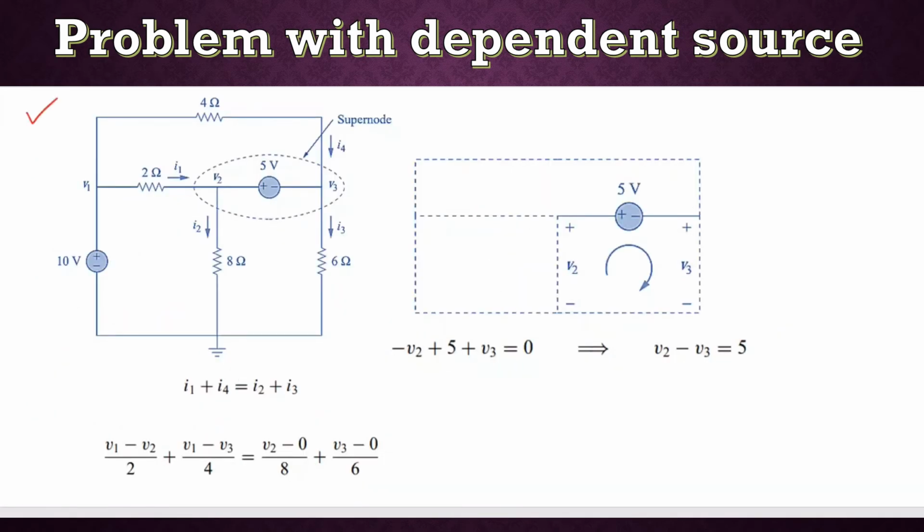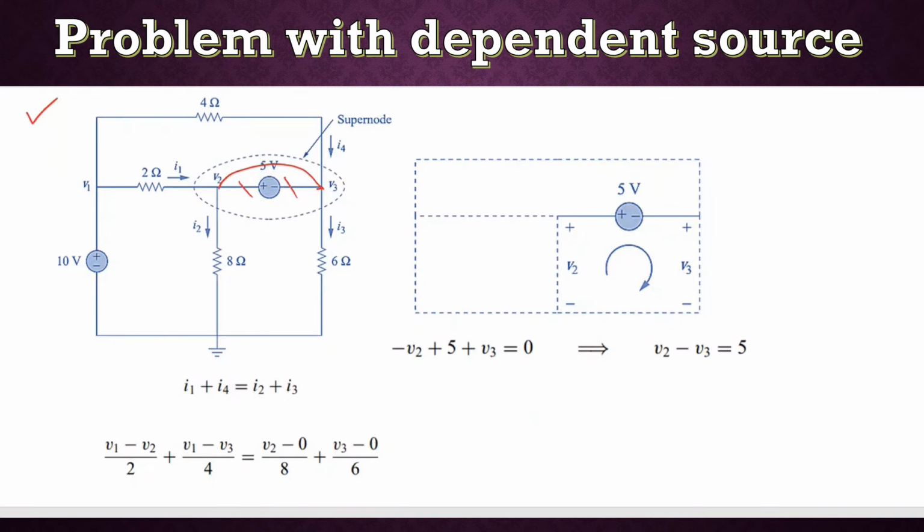This problem has 1, 2, 3 nodes, but here we are forming a super node. So when you have a super node, what you have to do? You have to eliminate, remove this term, and make it a short so that V2 is equal to V3.